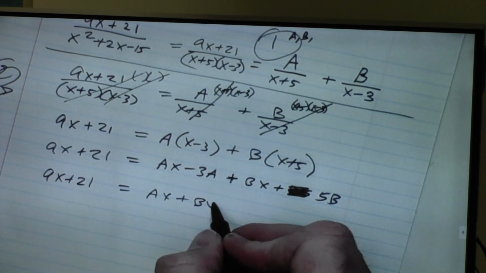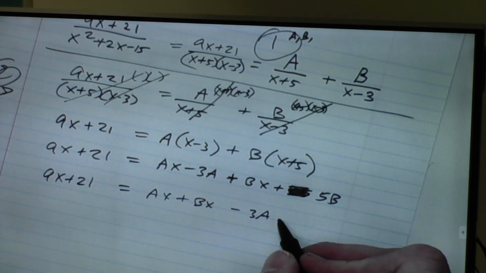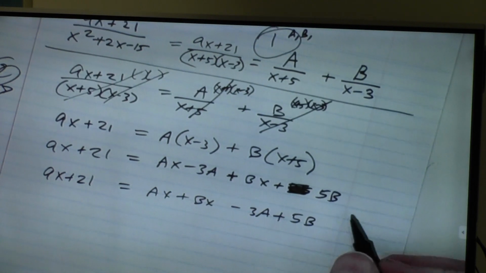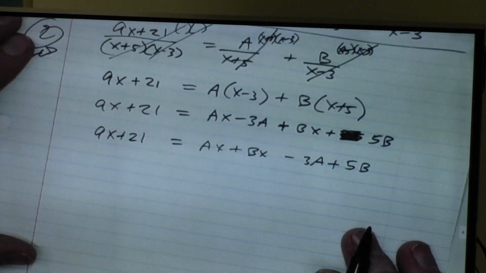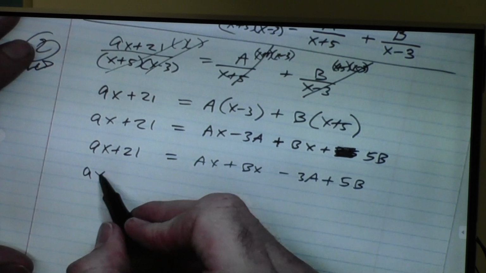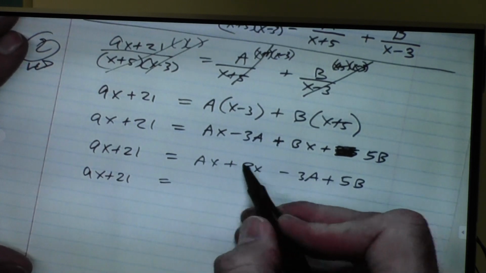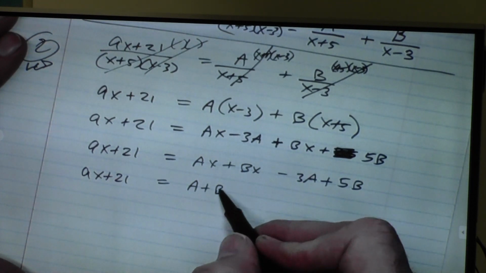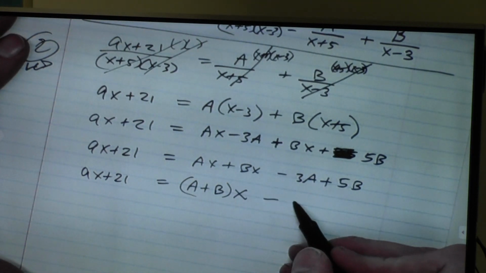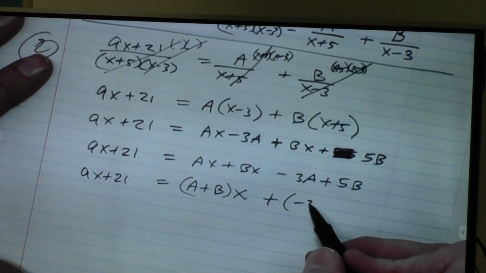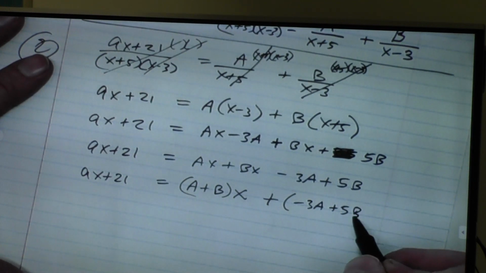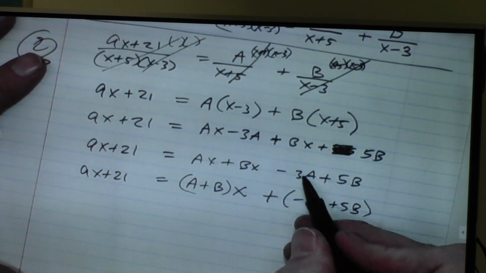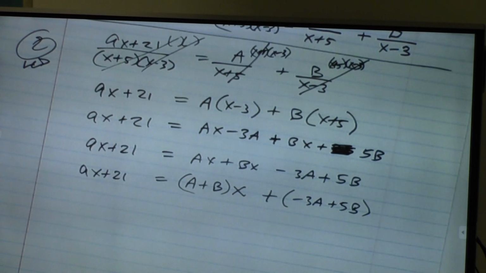ax plus bx minus 3a plus 5b. Okay, 9x plus 21. Oh, look, we have a common factor. Let's take that x out. Minus, or plus, negative 3a plus 5b. Notice I grouped those together. I just kept the negative with that. Makes life a lot easier.